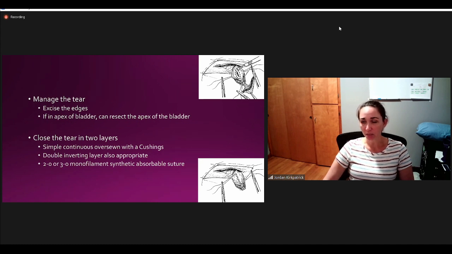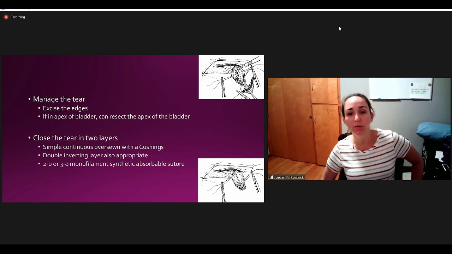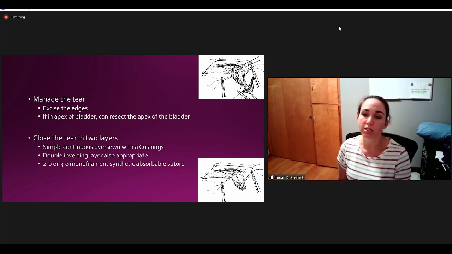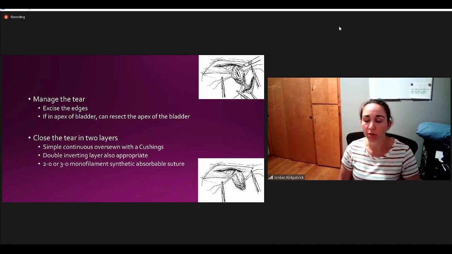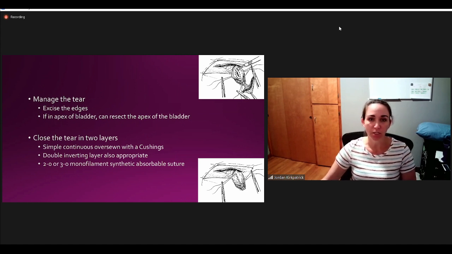It does last a little bit longer, but the Monocryl can be degraded by the urine, and if some of the suture gets within the bladder and is exposed to urine, it could degrade before the tear is fully healed, which usually takes about 7 to 10 days. The bladder heals really fast, but if the sutures start to degrade prior to that, it could damage the repair.